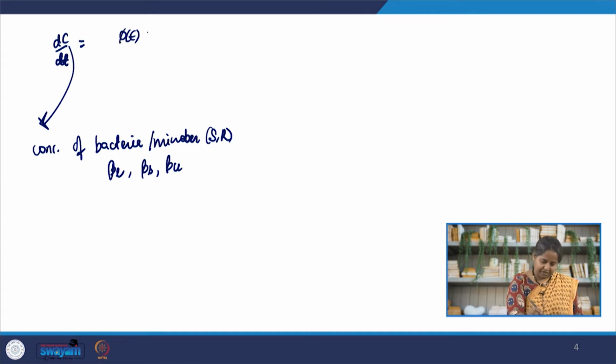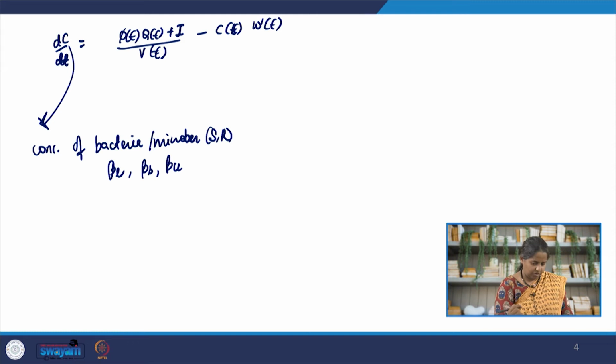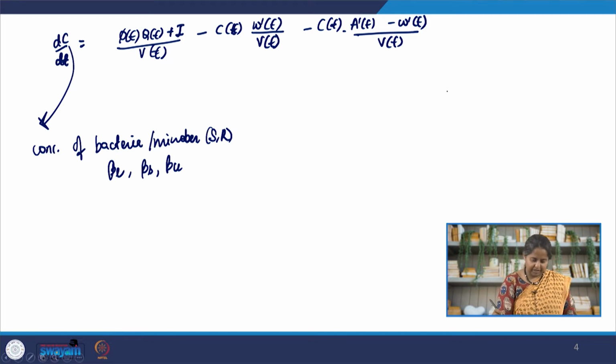So dC by dt will be equal to phi t, which is some kind of reaction happening, multiplied by Qt plus I is the influent, the rate at which the volume is changing with time, minus Ct, the rate at which concentration is changing. Omega dash t, remember, it pertains to the rate at which the slurry is being removed from the tank, divided by volume of the tank at any given time, minus Ct, concentration of whatever we are targeting, rate at which influent is changing with time, minus rate at which effluent is changing with time, divided by Vt. So this is what we will get.